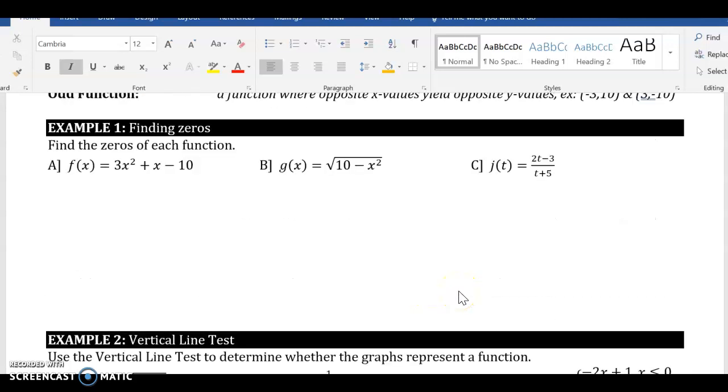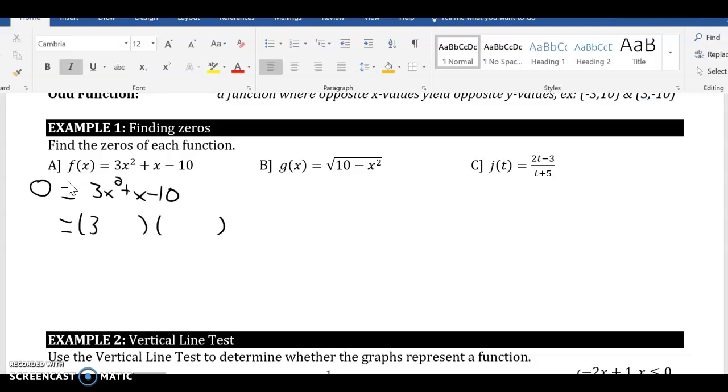So we need to find the zeros of a function. We can do it with a calculator, or we can do it algebraically. Anytime you're trying to find zeros, you set the equation equal to 0. So how do we solve when we set things equal to 0? It's a quadratic, so we're going to factor.